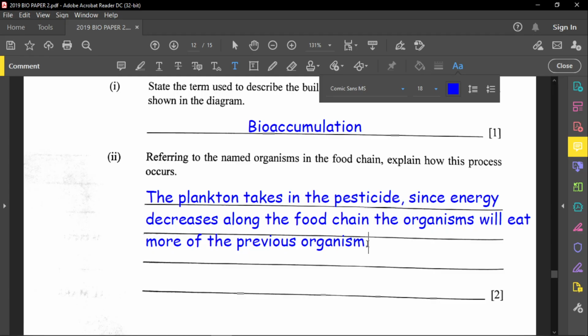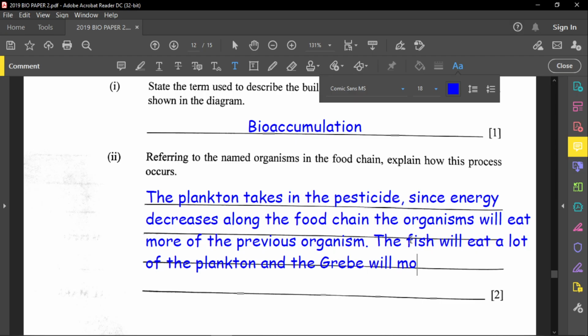All right, so we're not finished here yet. So again, I'm going to add some more to this. The plankton takes in the pesticide. Since energy decreases along the food chain, the organism will eat more of the previous organism. So therefore, let's start with the fish. The fish will eat a lot of the plankton. So that's very important. The fish eat a lot of the plankton. And the grebe now will eat more than one of the fish.